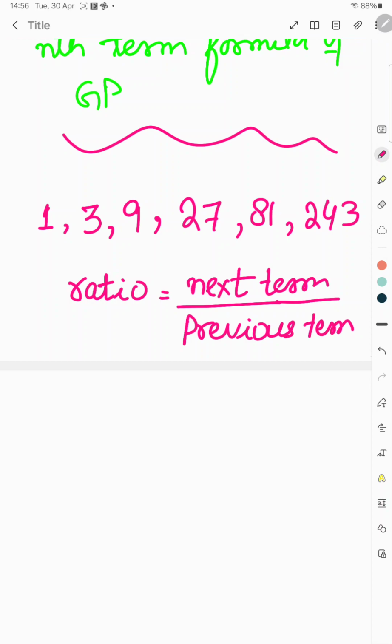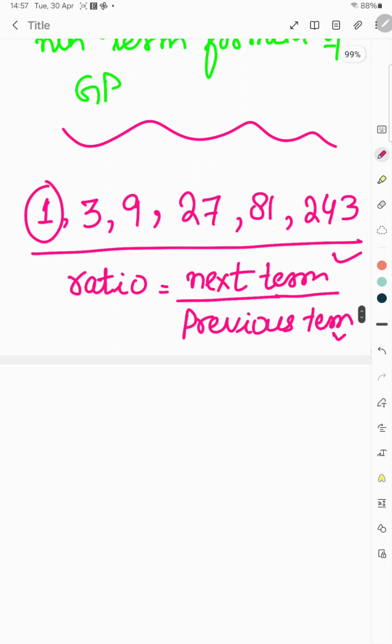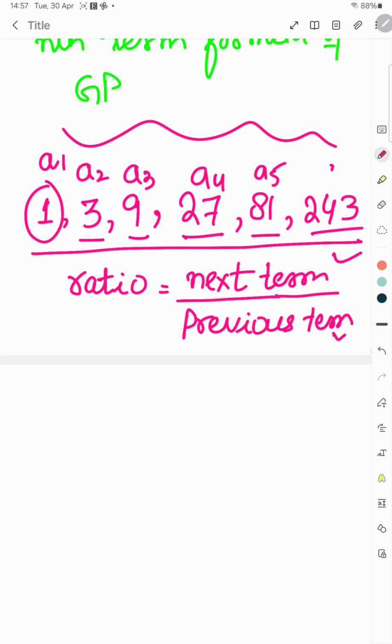Okay, students. Now what is the next term? What is the previous term? Whenever any sequence is given, the first term of the sequence is always represented by small a1. The second term of the sequence is represented by a2. The third term is a3. The fourth term is a4. The fifth term is small a5. And the sixth or last term is a6.